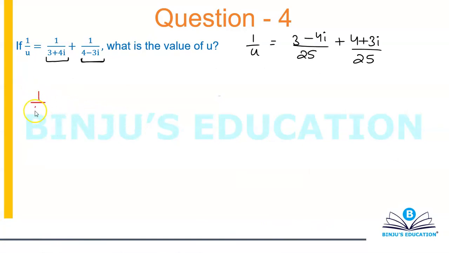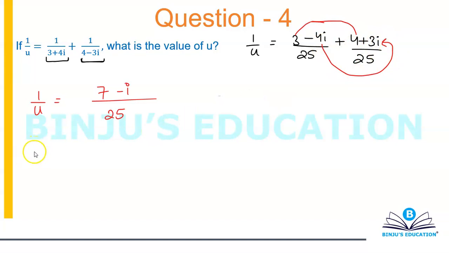So I can write 1 over u as, now 25 can be taken as an LCM, 7 minus iota. 3 plus 4 is 7, minus 4 iota plus 3 iota is minus iota. So 1 over u is 7 minus iota by 25, which means u is equal to 25 divided by 7 minus iota. And the problem is, again, you have iota in the denominator, you can't have that. You're going to multiply and divide by the complex conjugate.